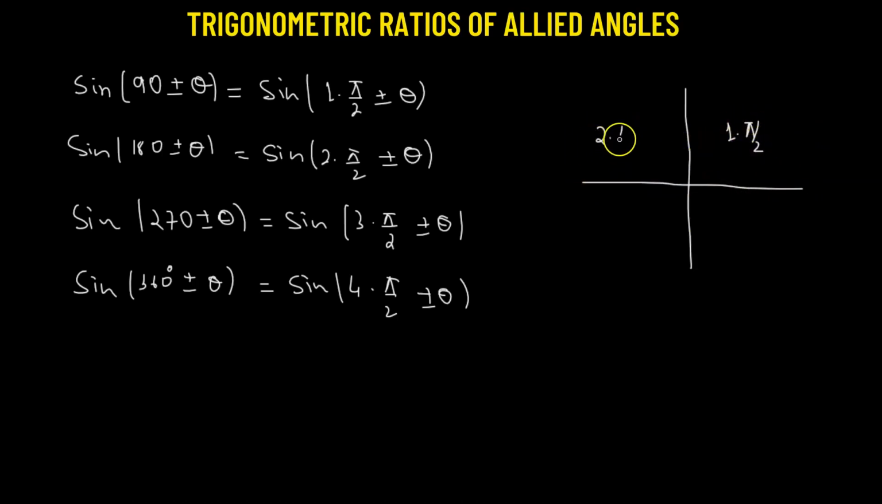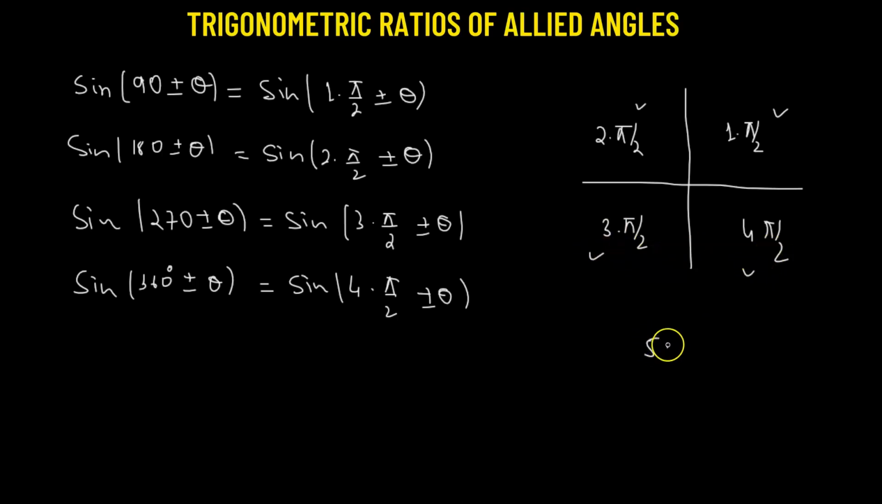Then in the second quadrant, it will be 2 times pi over 2. Third quadrant means 3 times pi over 2. Fourth quadrant means 4 times pi over 2. So whenever we have 1 multiplied to pi over 2, we're in the first quadrant. 2 times pi over 2, we're in the second quadrant. 3 times pi over 2, we're in the third quadrant. 4 times pi over 2, we're in the fourth quadrant.